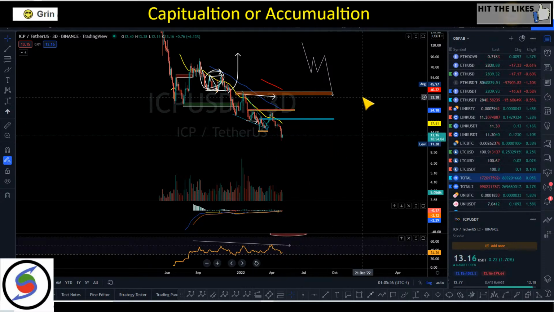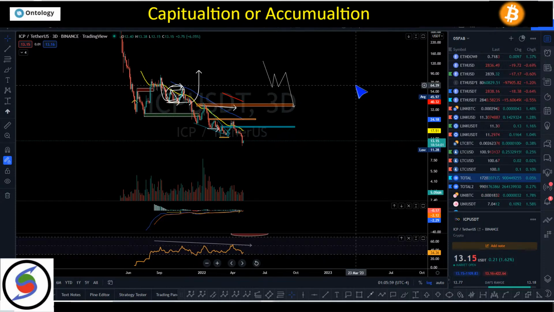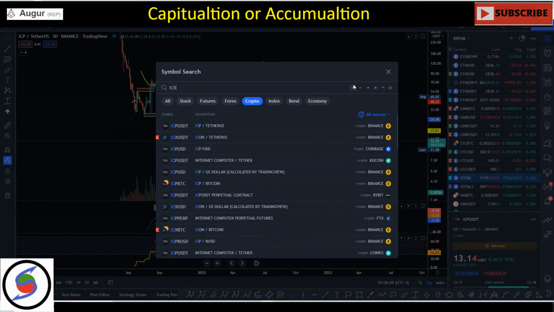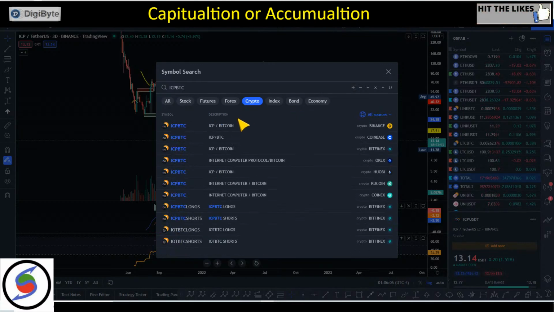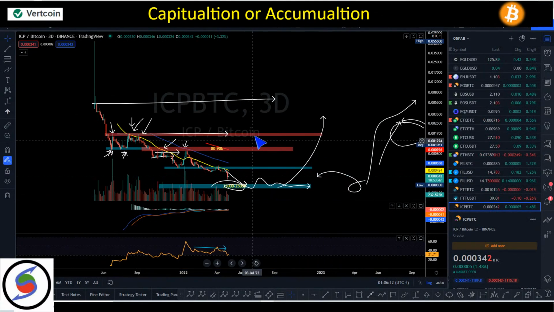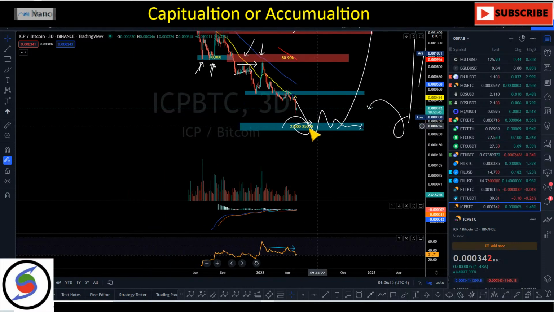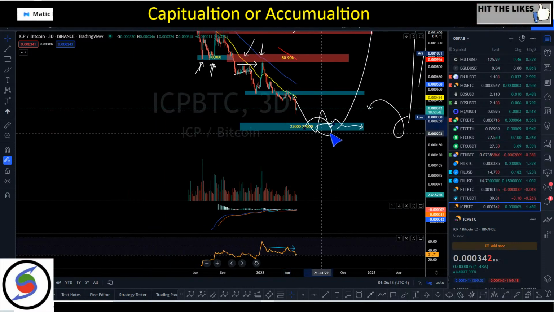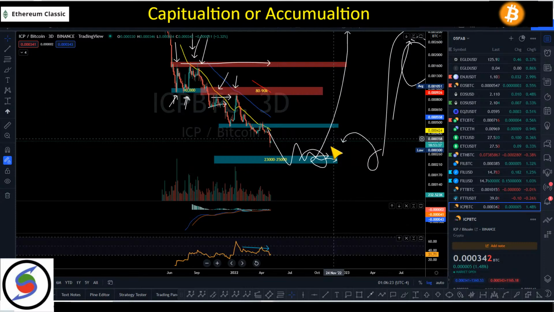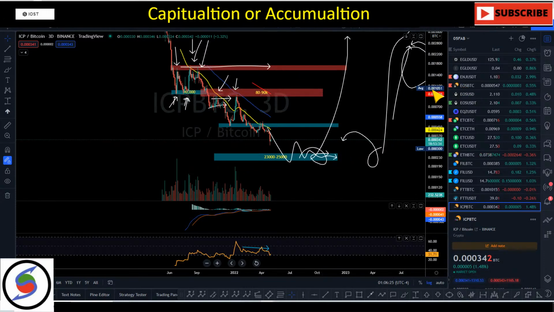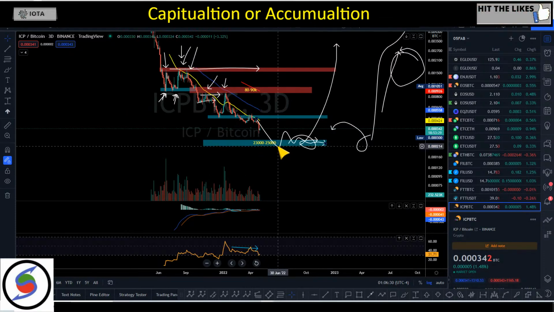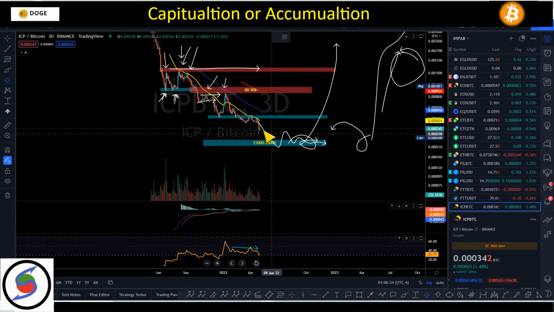You could also choose to accumulate ICP BTC, right? If it dumps down to 23,000 sats. So instead of buying ICP USD, just buy ICP BTC. Okay, 23,000 to 25,000 is going to be the next temporary support.